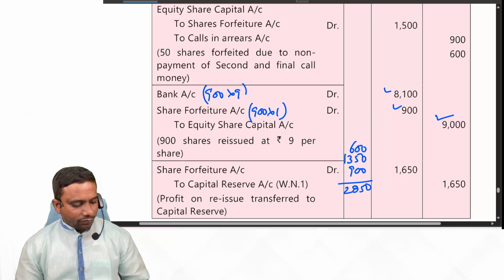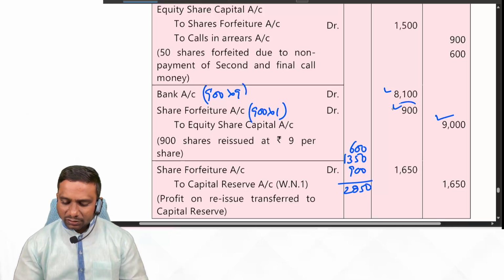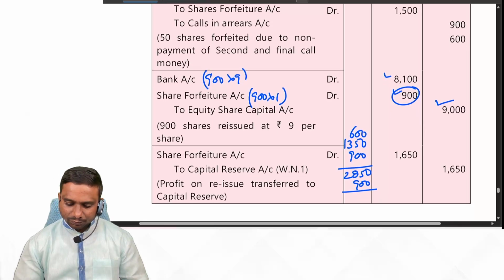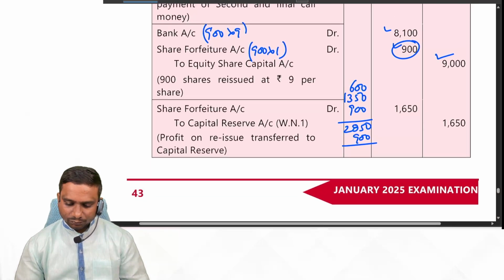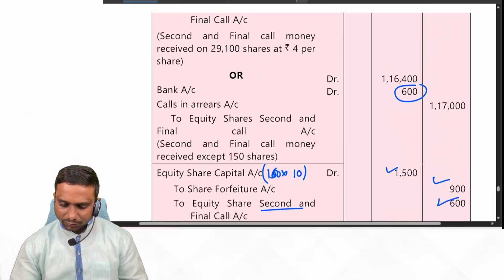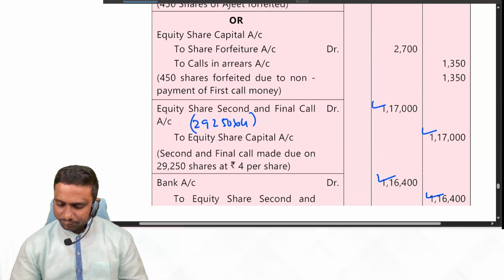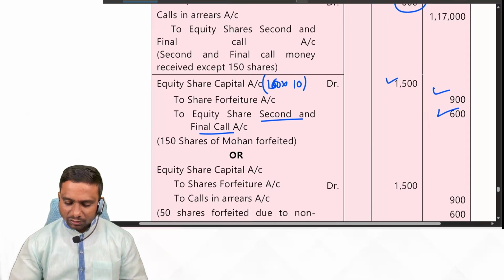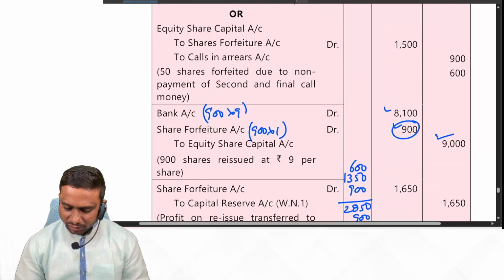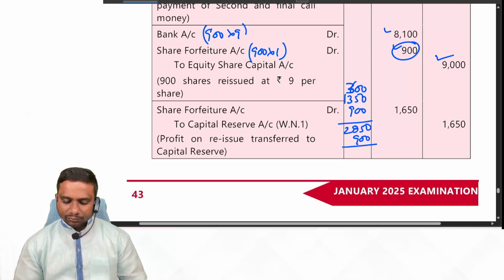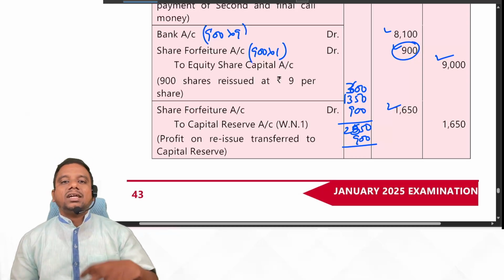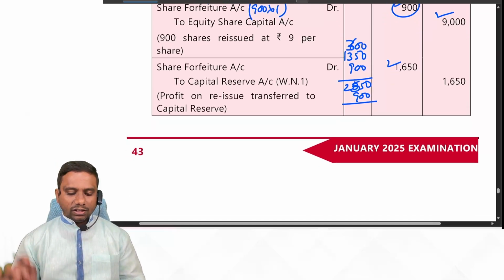2850 total balance minus 900 of now. 1350 only. Yes. 300, not 600. It is 550 minus 900. It is the balance of share forfeited account that is transferred to capital. The final entry we record.